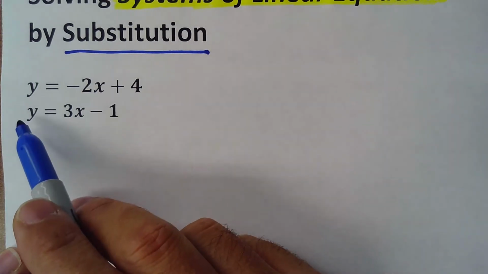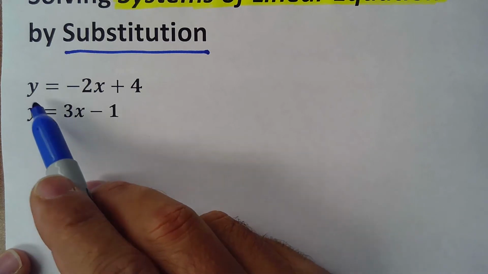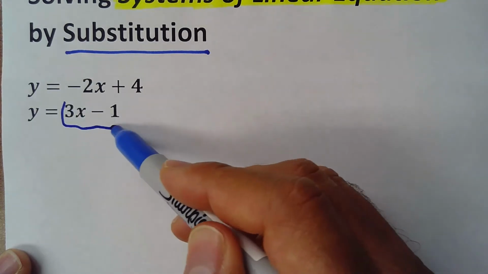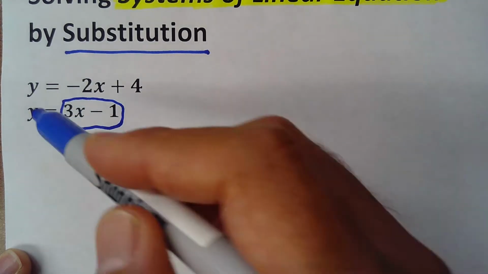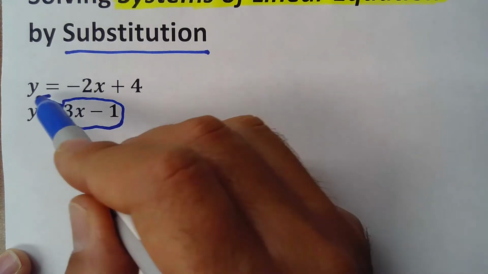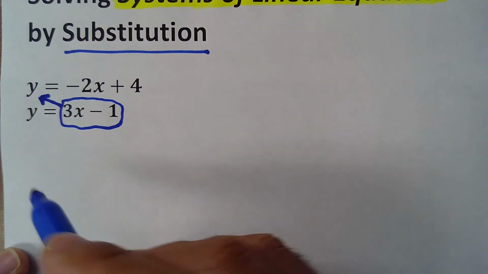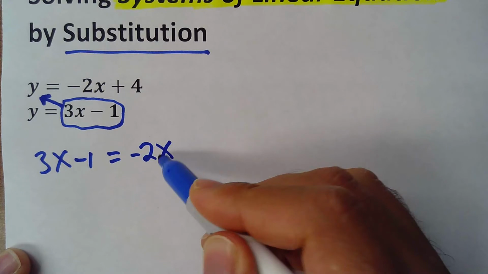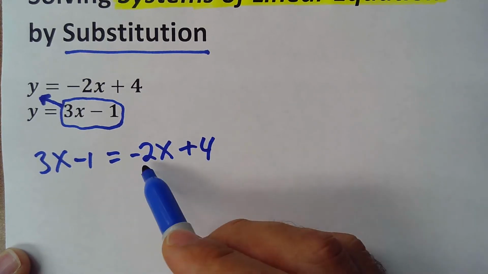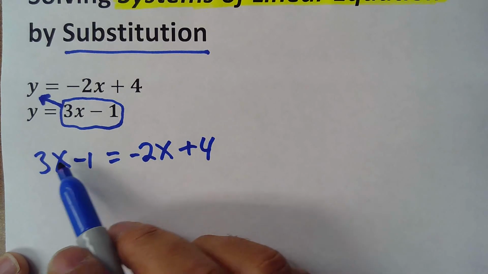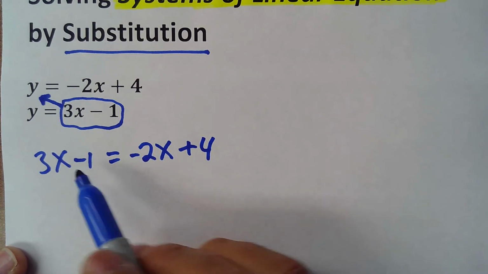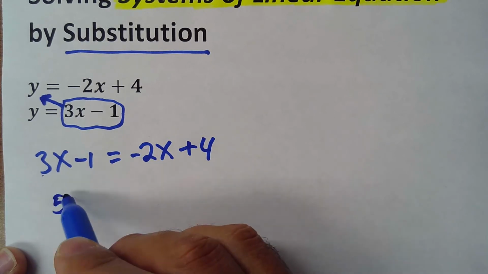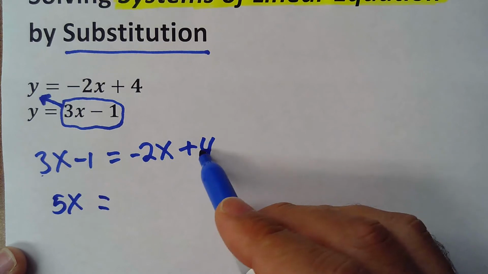In this case, we have y already isolated, so it will be very simple to substitute one into the other. So what we do here is take the value of y from one equation and substitute it for the y in the other equation. Basically, we will have 3x minus 1 is equal to negative 2x plus 4. Once we solve this, the negative 2x goes over here as positive 2x. 3x plus 2x is 5x over here. So 5x is equal to 4 minus negative 1.